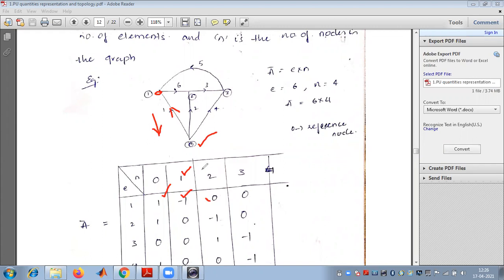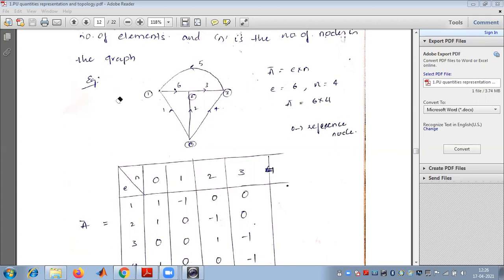Please try to understand the concept clearly. For your sake, I am going to explain one more time. So already we have assumed that alpha pq is equal to 1 when the pth element is directed away from the qth node. Alpha pq is equal to -1 when the pth element is directed towards node q. Similarly, alpha pq is equal to 0 if there is no relationship between the pth element and the qth node.